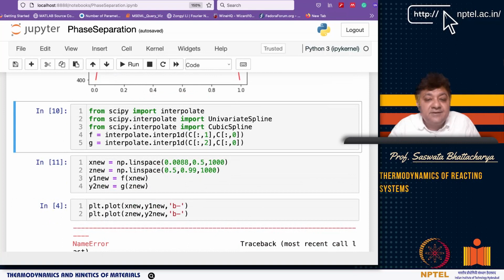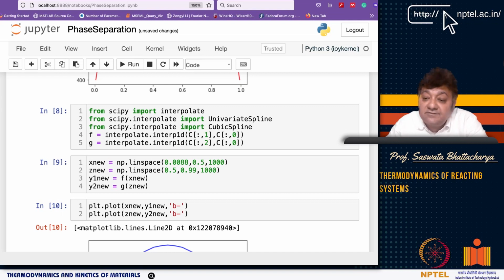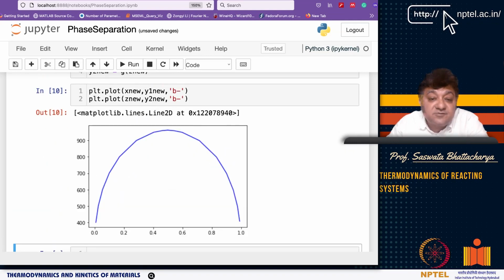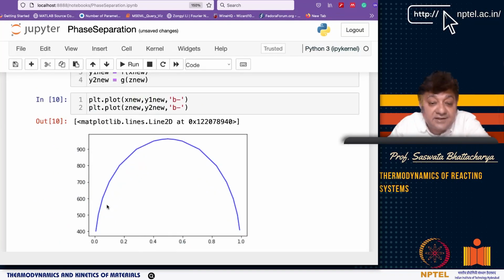This is what I've done, and you can smoothen it further using spline, and that's what I've done. The blue curve basically gives the smoothened phase diagram. So the smoothened one and the red one with the data are not much different. And as you can see here, you have a TC around 960, and above 960, it is a single homogeneous single phase solution.